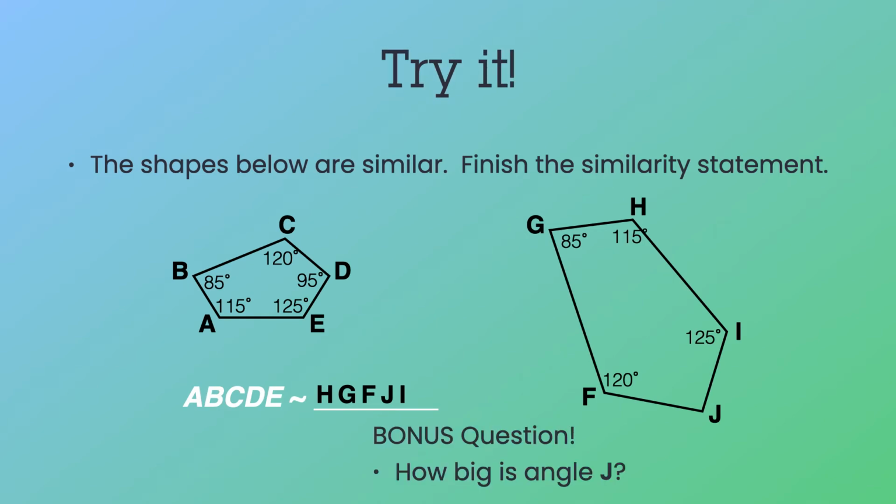Now here's a bonus question. Knowing that those corresponding angles are congruent, how big is angle J? J was blank here on our polygon, but we know J is the 4th letter in the name, just like D is the 4th letter in the name. So if angle D was 95, then J is 95 also.